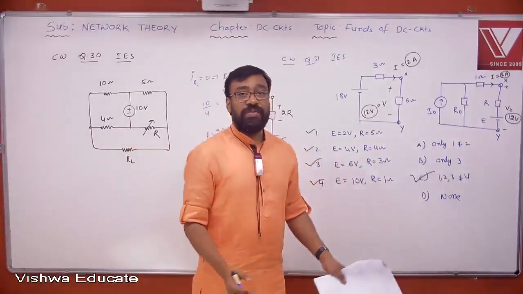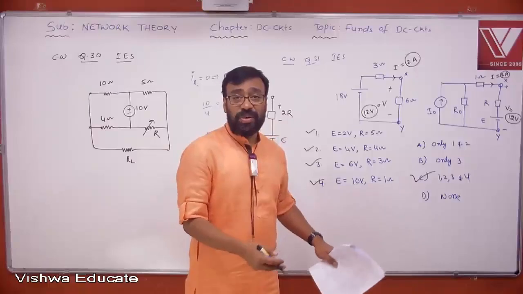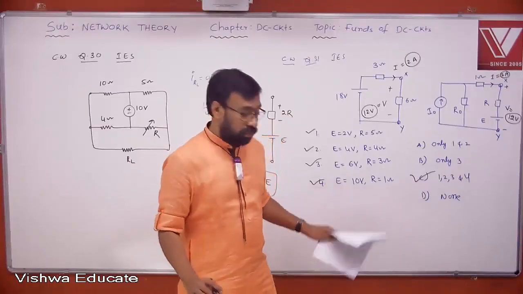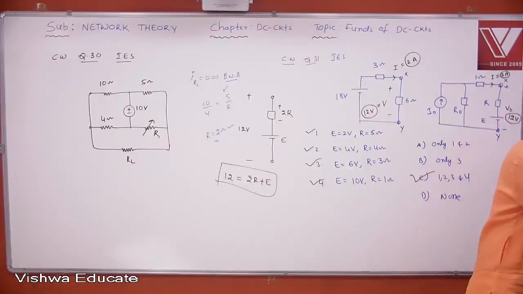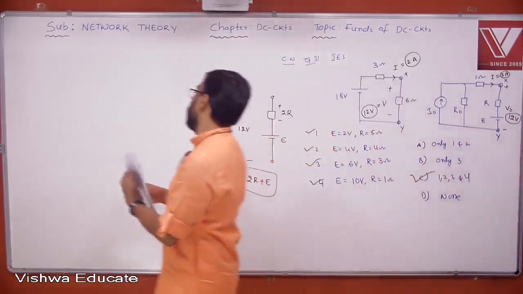Only 1 and 2 means 3 and 4 are not. Only 3 means 1, 2, 4 are not. Yes or no, all of you? So, note down this. This is how you need to solve when equivalent circuit concept is. Note it, another problem here meanwhile.